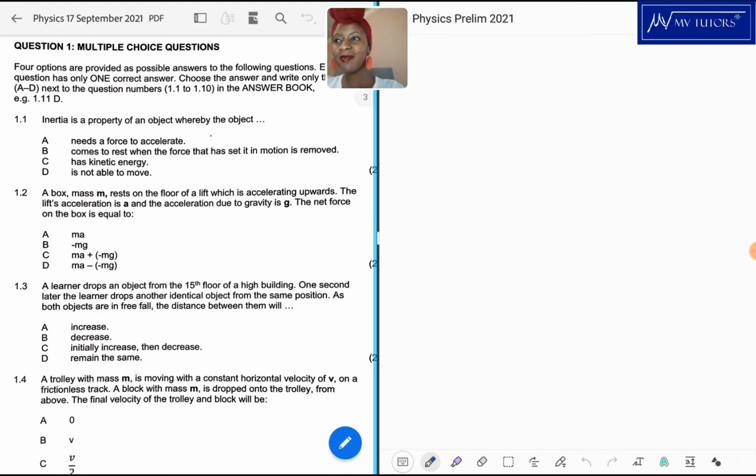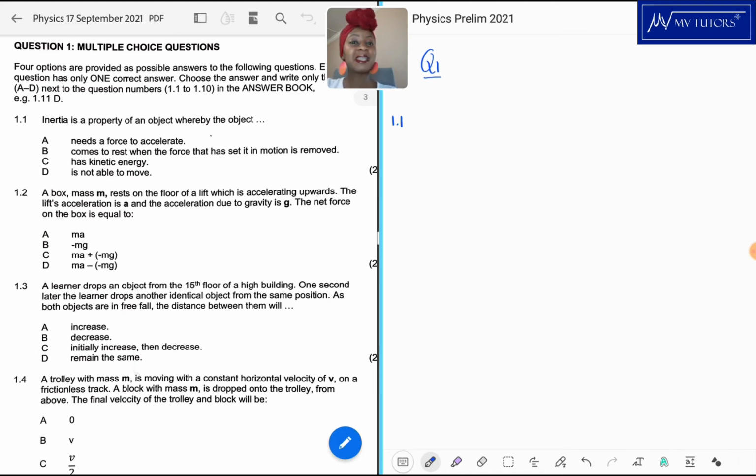Okay, so 1.1. It says inertia is a property of an object whereby the object... Basically, where I would start, I would ask myself, what is inertia actually? Inertia is like the resistance to movement. If an object is stationary, inertia is the resistance to move. And if an object is already moving, it is the resistance to change direction. So you just want to stick to where you are, or you want to stick to your motion.